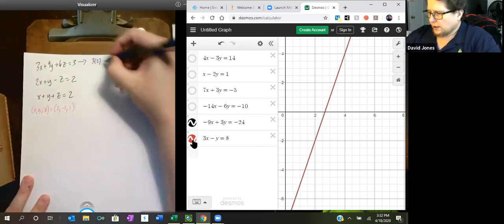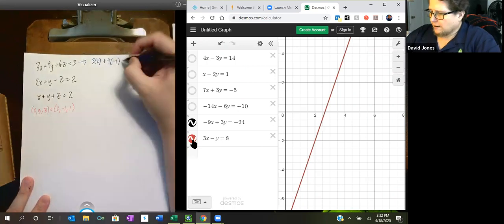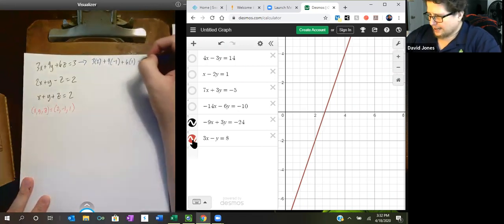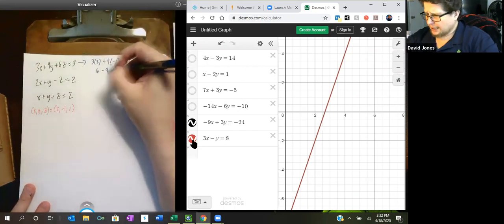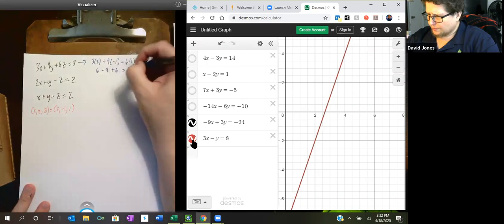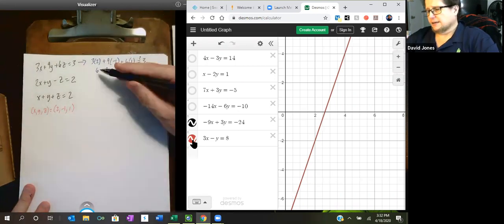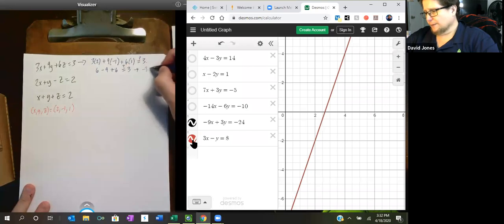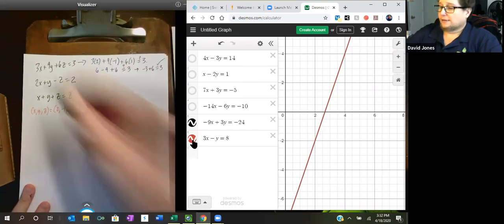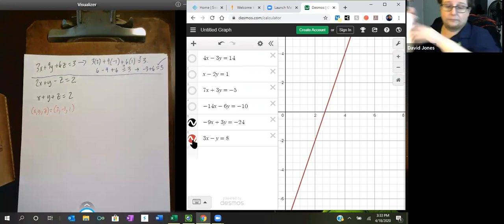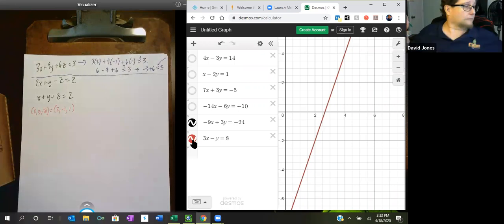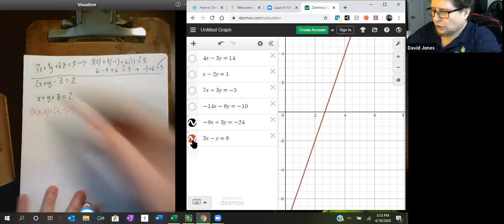3 times 2 plus 9 times -1 plus 6 times 1, does that equal 3? This is 6 minus 9 plus 6, does that equal 3? 6 minus 9 is -3, -3 plus 6 equals 3. Check. That one worked. Pause this and check the other two yourself real quick. This is good practice. Okay, I'll assume you did.